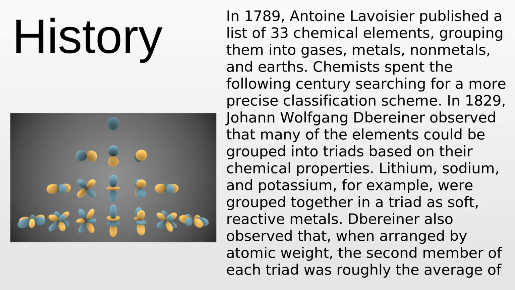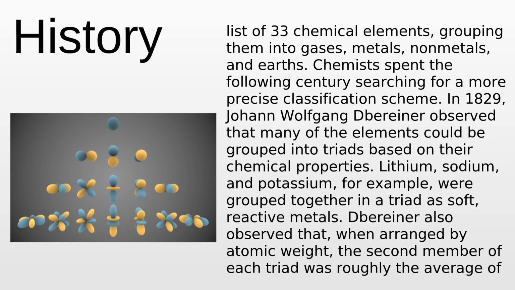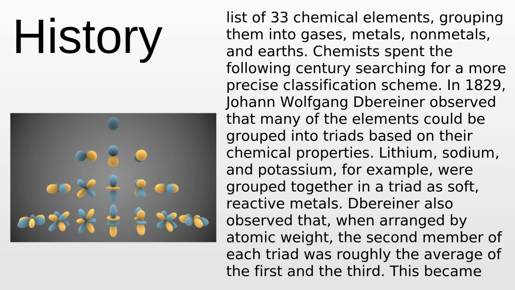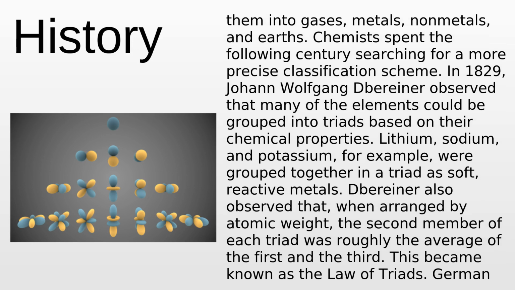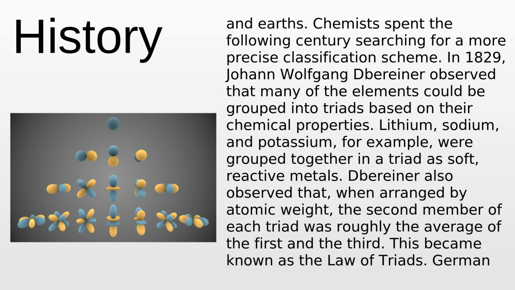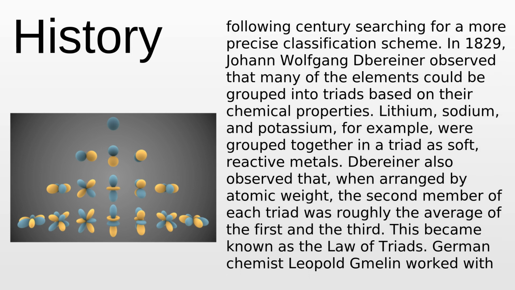In 1789, Antoine Lavoisier published a list of 33 chemical elements, grouping them into gases, metals, non-metals, and earths. Chemists spent the following century searching for a more precise classification scheme.